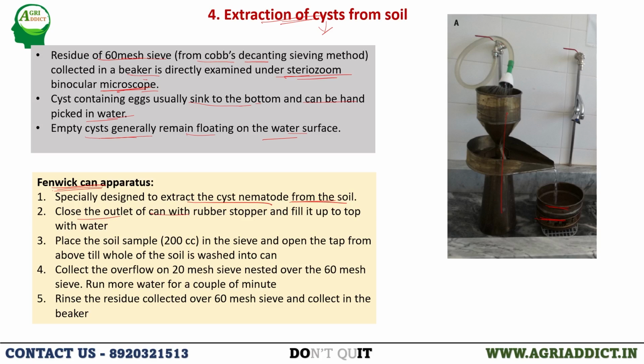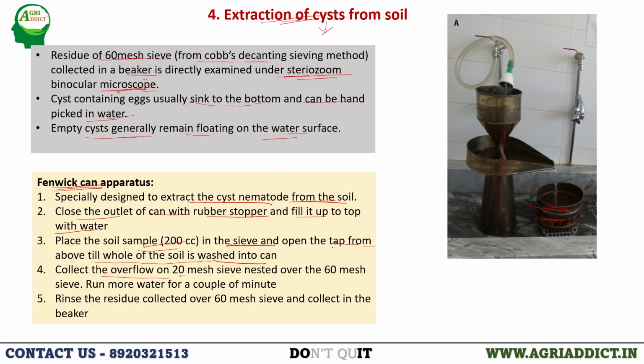Close the outlet of the can with a rubber stopper and fill it up to the top with water. Here you have to close the rubber stopper, then switch on the tap water and allow the can to fill up to the top level. Place the soil sample, around 200 cc collected from the field, in the 20 mesh sieve, and now open the tap from above until the whole soil sample is washed into the can.